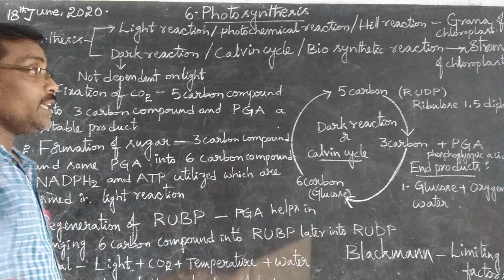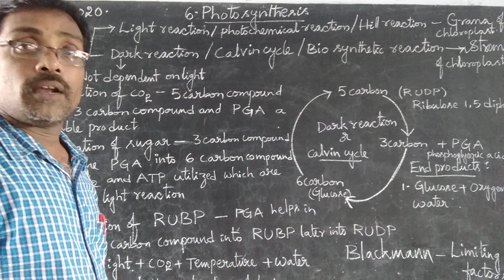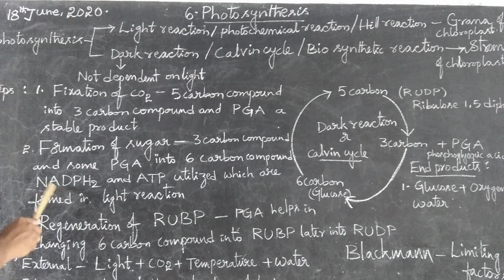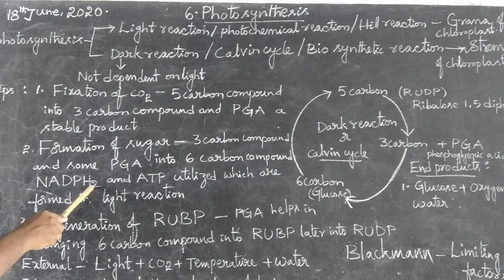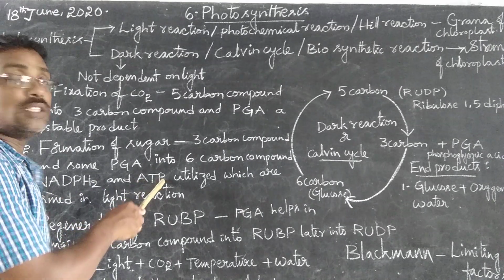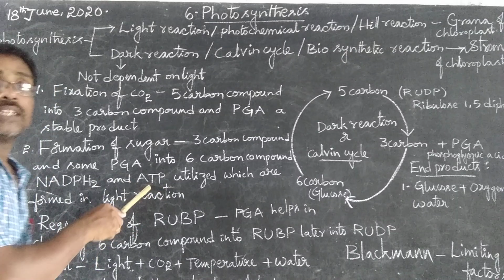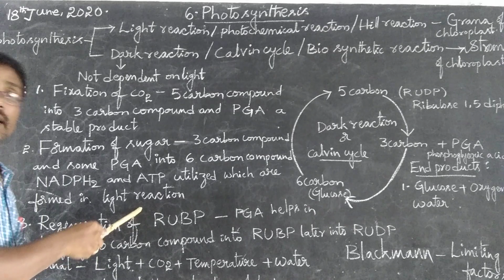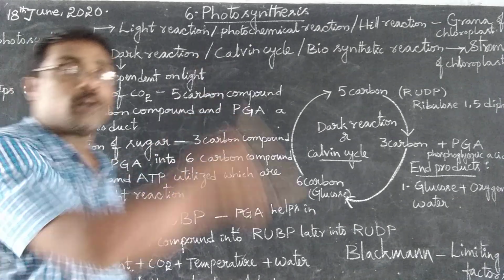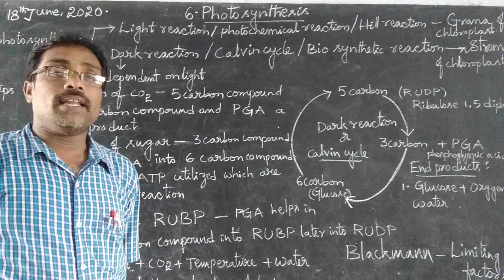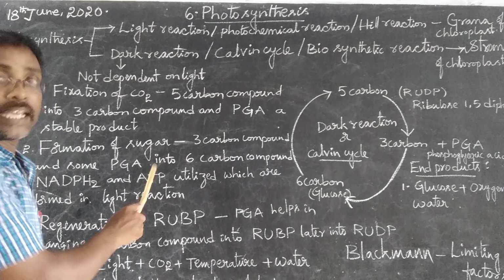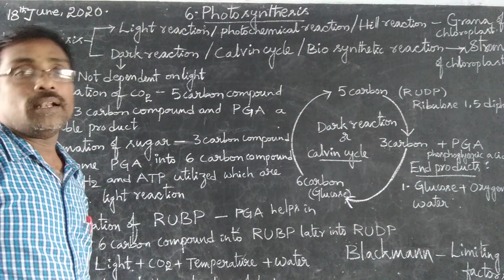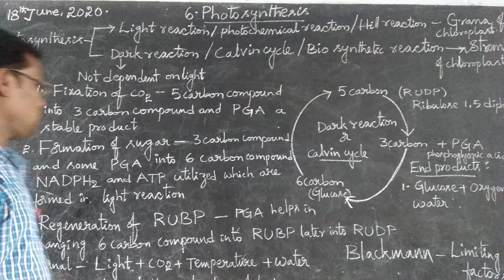In converting the 3 carbon compound into a 6 carbon compound, NADPH2, reduced nicotinamide adenine dinucleotide phosphate, and ATP, adenosine triphosphate, are used. These two are the end products of the light reaction. They are utilized here in the dark reaction, in the second step, when it converts the 3 carbon compound into a 6 carbon compound called glucose.